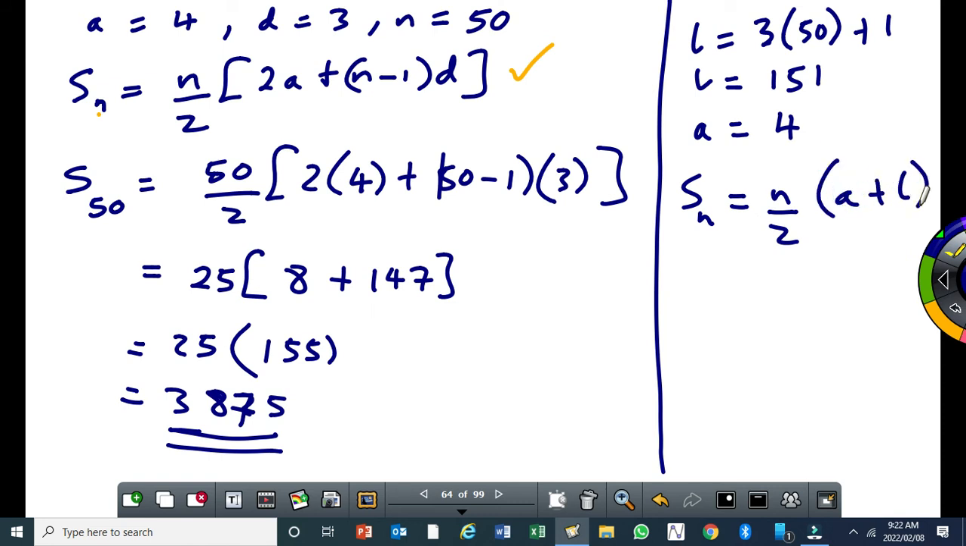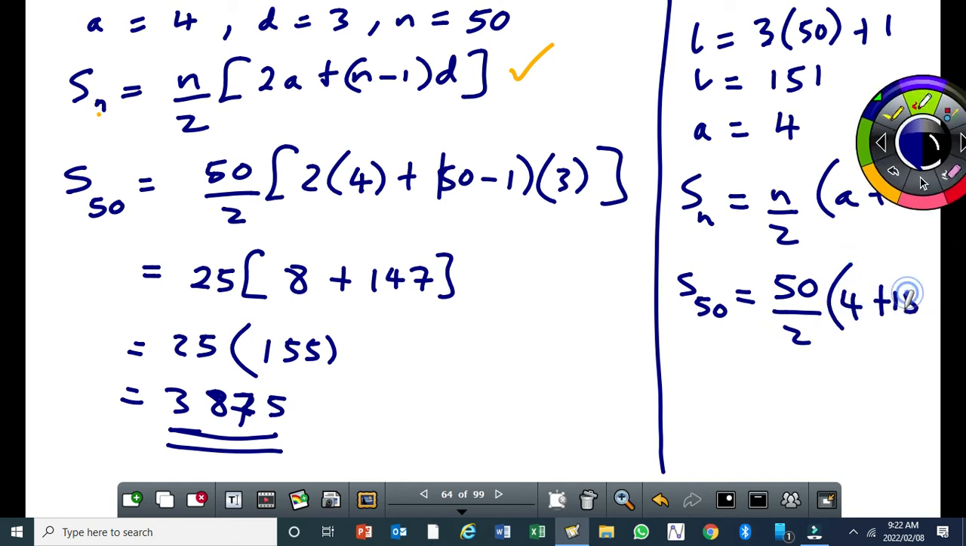Are you following that? So this will be S50 is equal to, our total number of terms is 50 over 2 times the first term, that's 4, plus the last term, that's 151. So this will give you 25 times 155. Now check this. We have got 25 here times 155, and here we've got 25 times 155. So you get the same answer. So that will be 3,875.